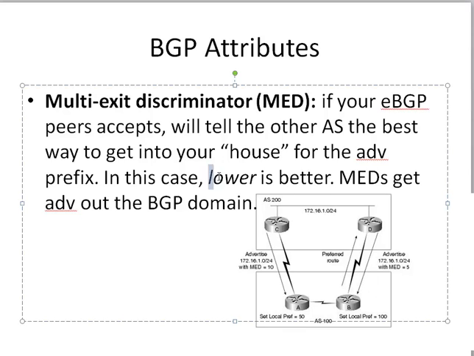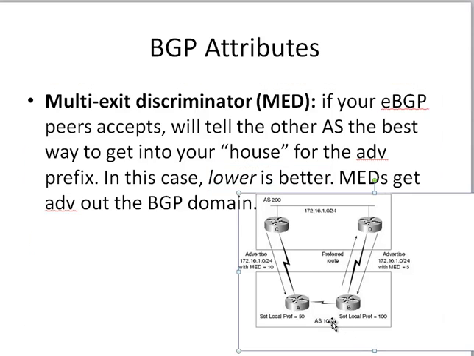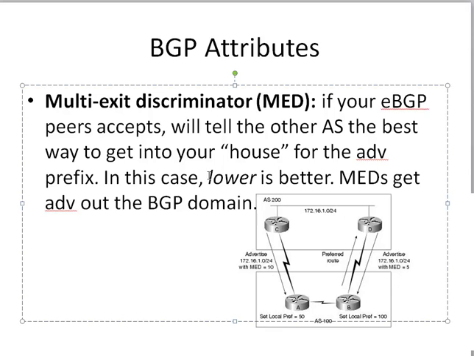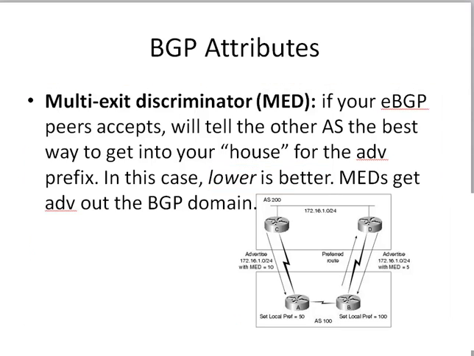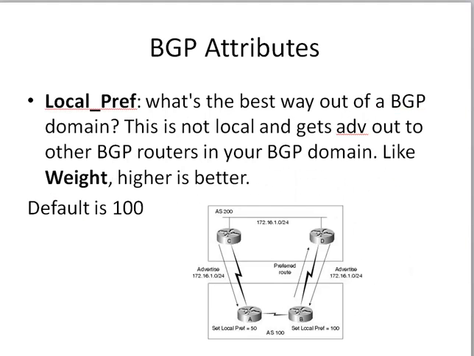Now, we did say in this case lower is better, unlike what we had for weight and local preference. So AS 100, my neighbor, is going to think, hey, in order to get to this guy's house, I'm going to take this door, because he's telling me that this door is the best way to go through. Because I assigned here a MED of 5, and here a MED of 10. So the key concept here is to think that lower is better. But it's similar to what we're thinking with local preference and weight. We're saying what's the best preferred path.